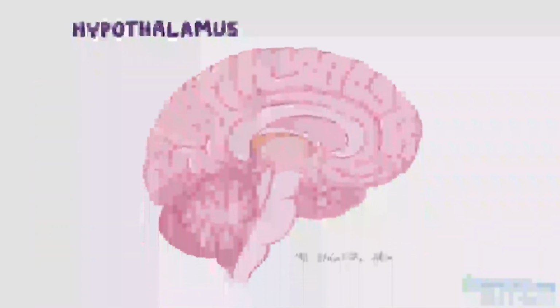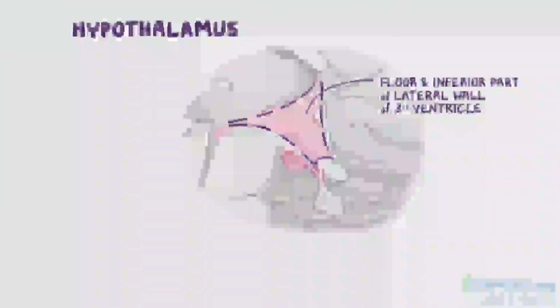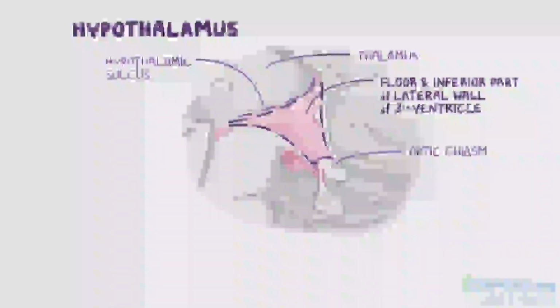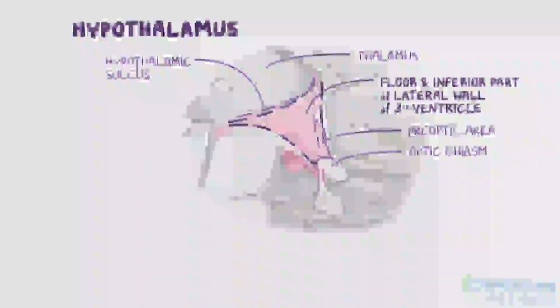Okay, let's wrap up the hypothalamus by making a mid-sagittal section through the brain. Remember that the hypothalamus creates the floor and the inferior part of the lateral walls of the third ventricle. Superiorly is the thalamus, which is separated from the hypothalamus by the hypothalamic sulcus. Anteriorly, there's the optic chiasm. The hypothalamus also has a region called the preoptic area, which is located rostrally in the hypothalamus near the lamina terminalis, with the optic chiasm inferiorly and the anterior commissure superiorly.